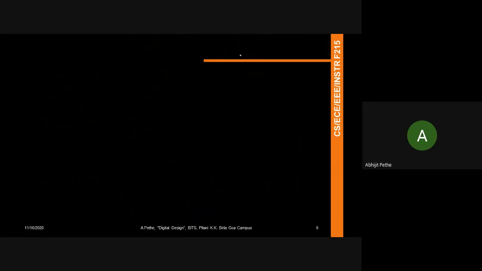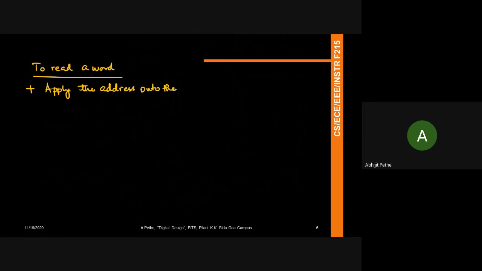Suppose, let's see, how do I read this? So to read, what do I need to do? First thing I need to do is apply the address onto the address lines, right? So suppose I want to read the fourth word in the memory, then I'll apply the corresponding address to that address line.